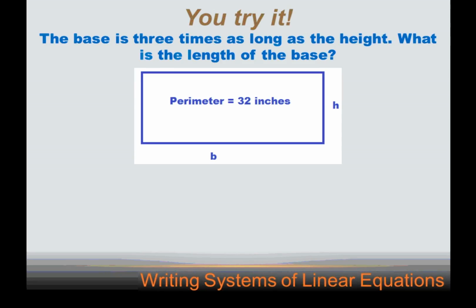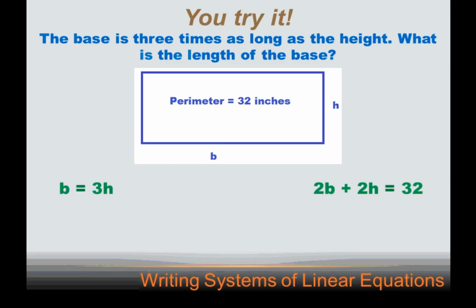The base of this rectangle is 3 times as long as the height. What is the length of the base? Well, they give us some additional information. They give us 2 bits of information. We know that the base is 3 times as long as the height. And we know that the perimeter equals 32 inches. So let's write those 2 equations. The base equals 3 times the height. We also know that the perimeter equals 32. And the perimeter would be this base plus this base, or 2b, plus this height plus this height, or 2h. So 2b plus 2h equals 32.